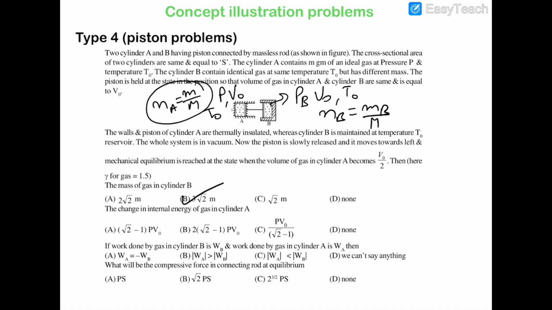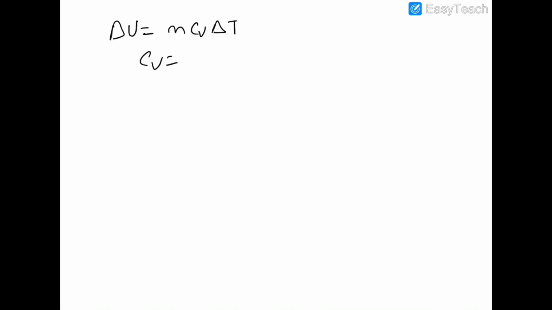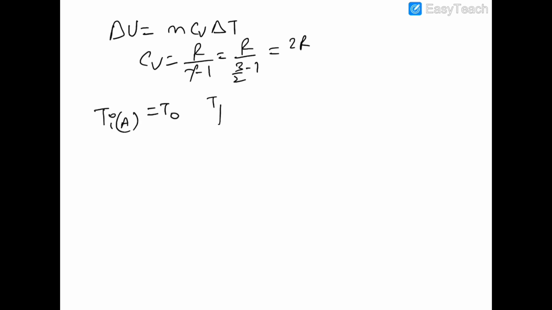It is given that gamma is 3 by 2, so Cv is R upon gamma minus 1, so it is R upon 3 by 2 minus 1, so it is 2R. The T initial of gas A was T naught, and T final of gas A can be calculated by using the final temperature formula.